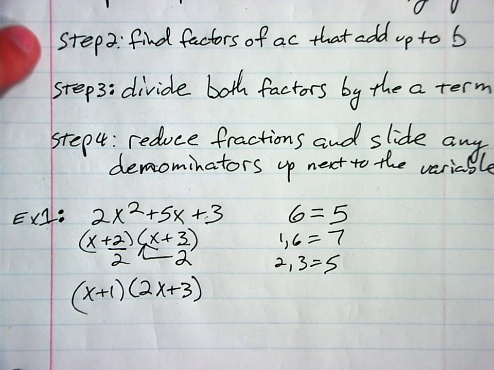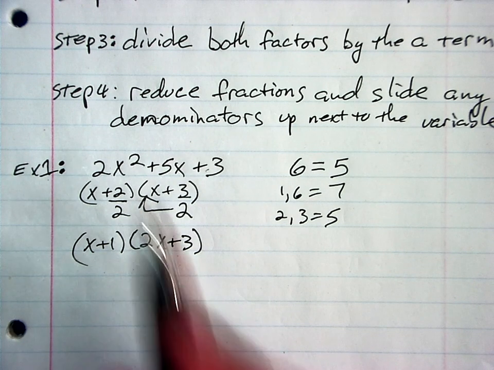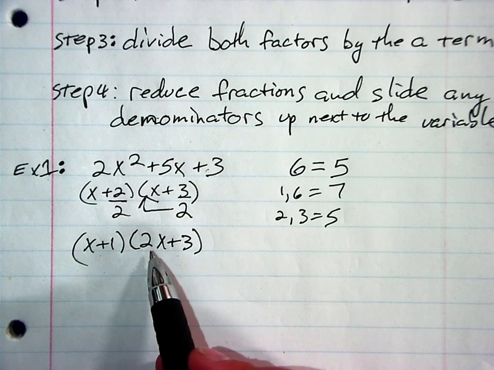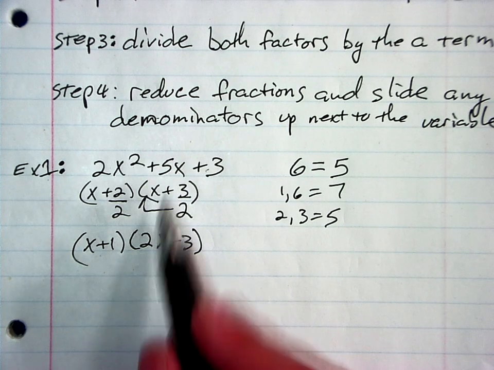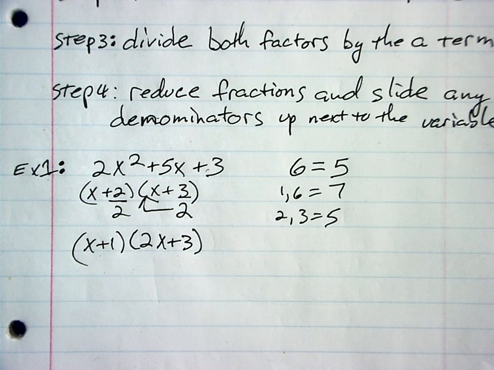And if you're a superstar, you could check your work. X times 2x is 2x squared. X times 3 is 3x. 1 times 2x is 2x. 3x plus 2x is 5x. 1 times 3 is 3, so it works.